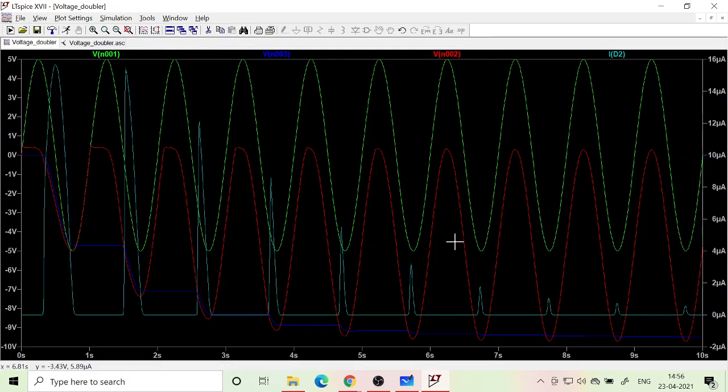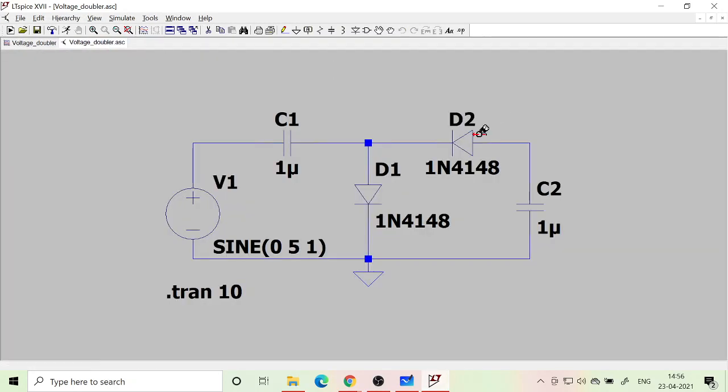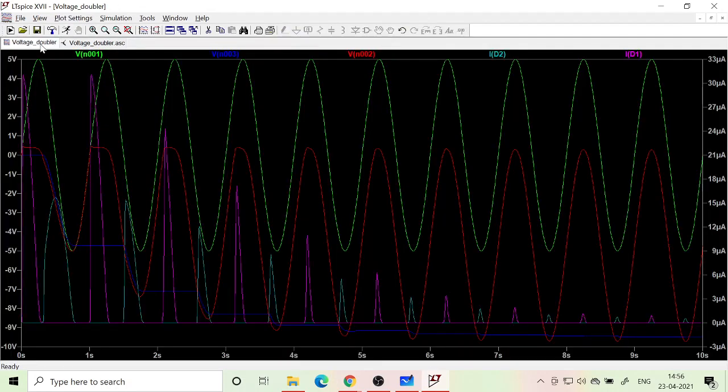And what I plotted finally, these peaks, these correspond to the current through D2. Okay, current through D2. You can see that, ID2. So D2, this current. If you want, you can plot the D1 current also. So that is the purple one, ID1.